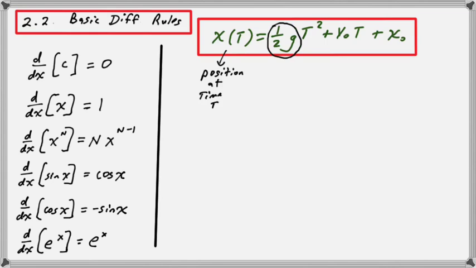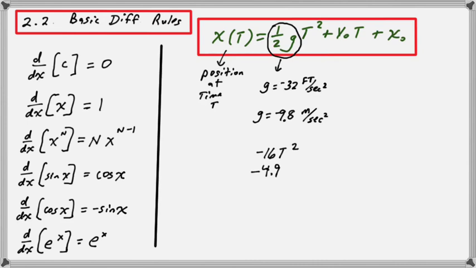1/2 g, g is the acceleration due to gravity. g is either going to be negative 32 if it's in terms of feet, it's acceleration, so it's feet per second squared, or g might be negative 9.8 meters per second squared. Either way, 1/2 times negative 32 would be negative 16. 1/2 times negative 9.8 is negative 4.9. If I see this, I know it's in terms of feet. If I see this, I know it's in terms of meters.